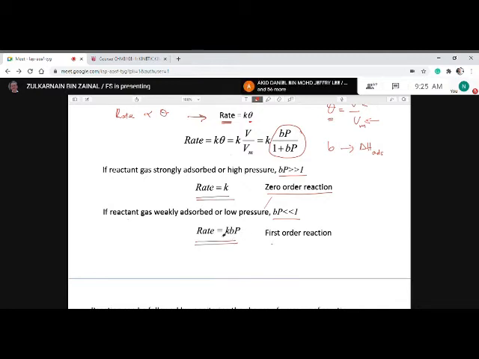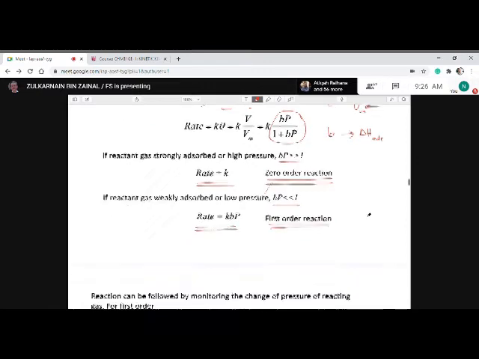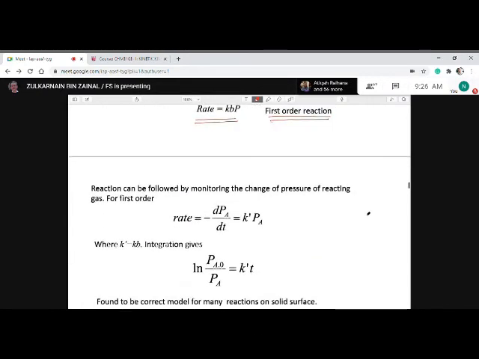And you can see that rate is proportional to P to the power of 1, so this is a first order reaction. So at lower pressure, it is first order. At high pressure, it is zero order. And there is a stage where you have the intermediate rate.